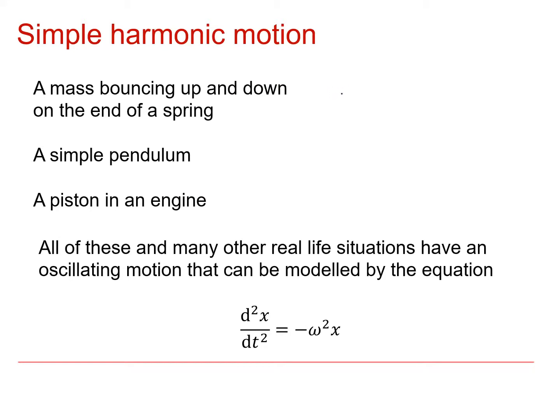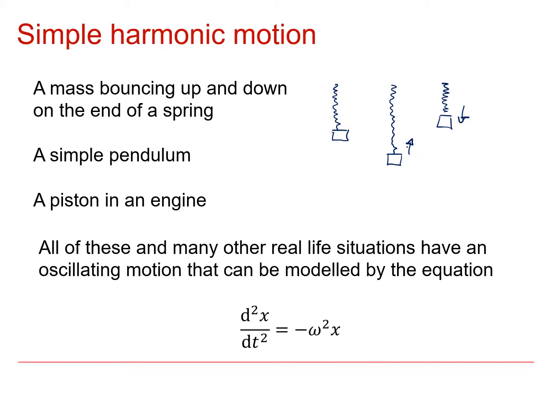Simple harmonic motion occurs in a number of places. You might see it with a mass bouncing up and down on the end of a spring. If you imagine you've got a spring with a mass hanging on the end of it, and you pull that mass downwards and let it go, then the mass will bounce back up until it's above where it started, and then it will start to fall back down again. And this up and down oscillating motion is an example of simple harmonic motion.